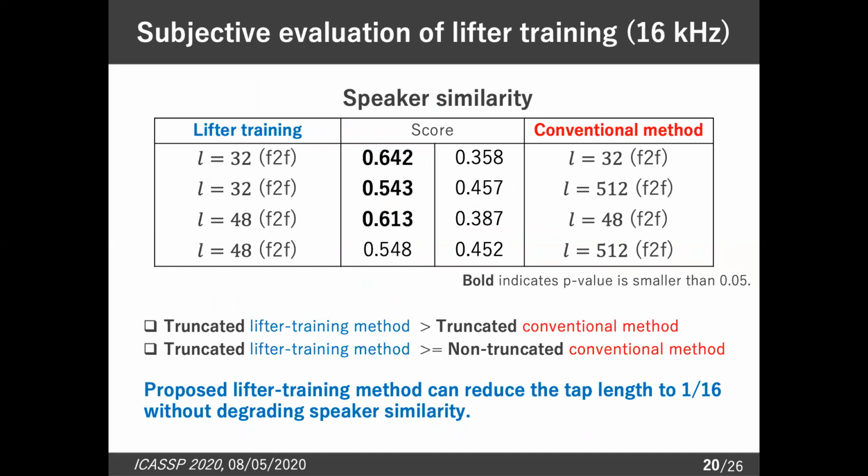Here is the result of subjective evaluations on the lift training method. This table shows the results about speaker similarity. Compared to the truncated conventional method, we can see that the proposed lift training method significantly outperformed the conventional one in terms of speaker similarity. Furthermore, compared to the non-truncated conventional method, the proposed lift training method had the same or higher quality. These results indicate that the proposed lift training method can reduce the tap length to 1/16 without degrading speaker similarity, whereas the truncated conventional method significantly degrades speaker similarity.